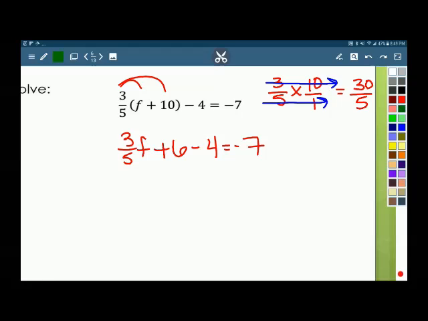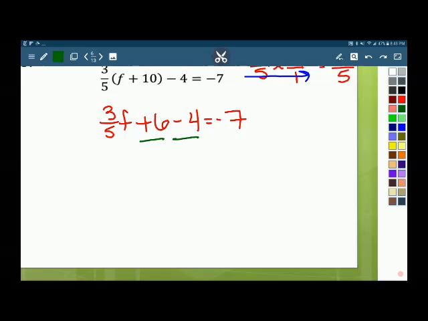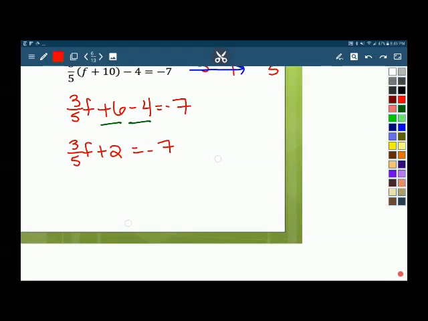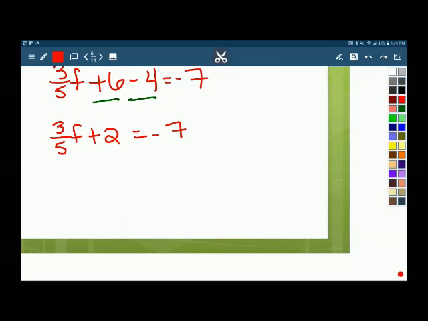I do see some like terms that I can combine together. Always look to combine like terms. Distributive property, and then look to see if there's any like terms you can combine together. 3/5 f, 6 minus 4 is +2, is equal to -7. Now, before I start to solve, I want to clear that fraction. You don't have to. I can actually show you two different methods of how to solve this problem. But the first method would be to clear that fraction, which is to take that denominator of 5 and multiply everything you see by that.